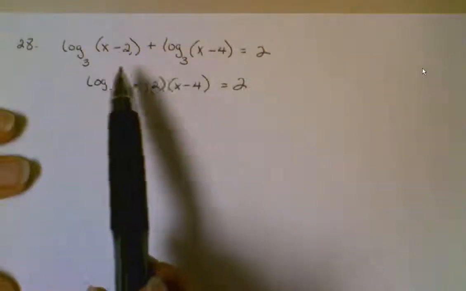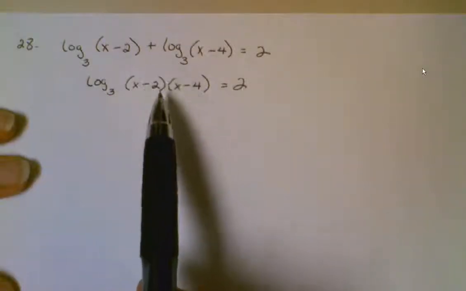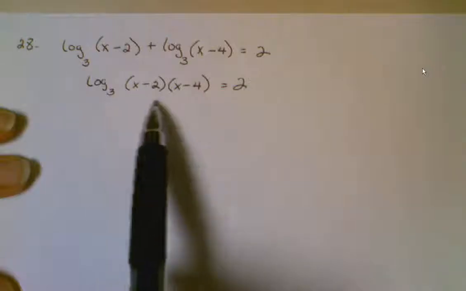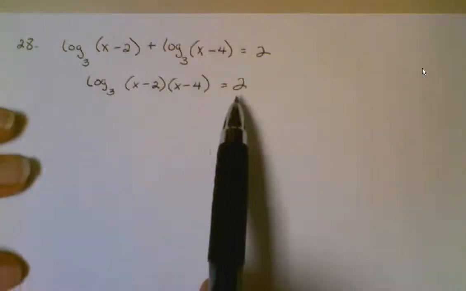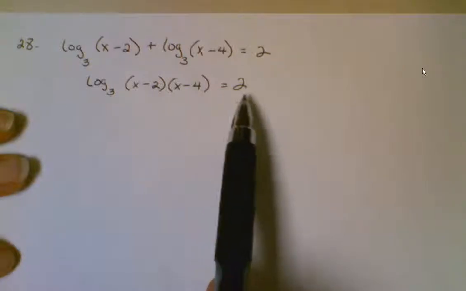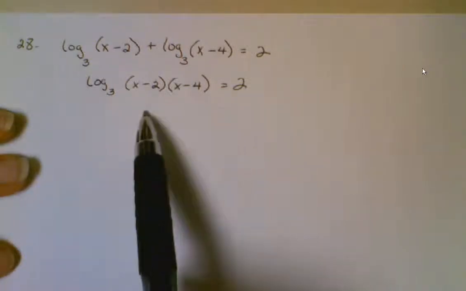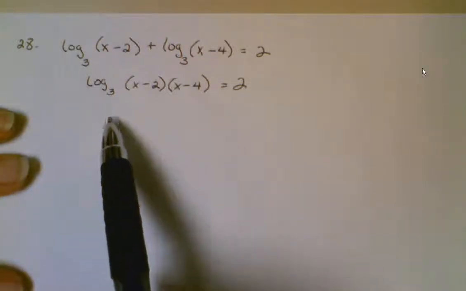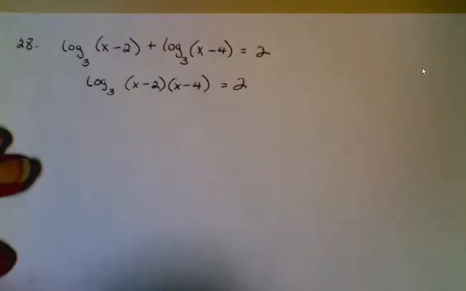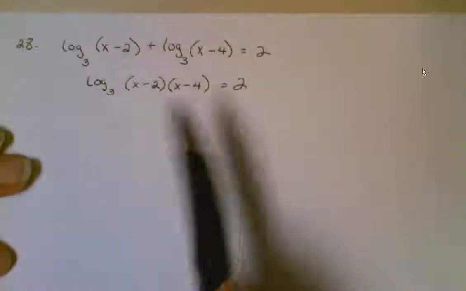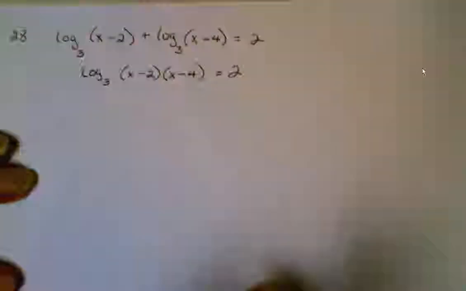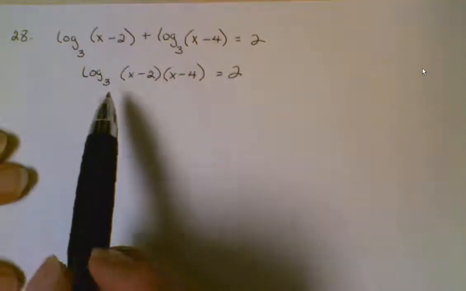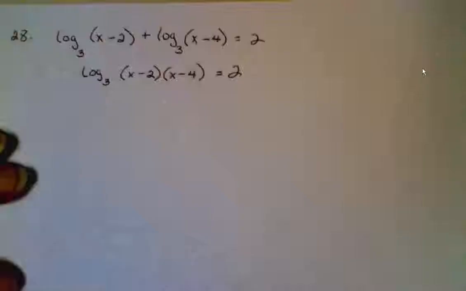The sum of 2 logs can be put back together as the log of a product. And if this right-hand side were log base 3 of 2, then I could just take the log base 3's off and set the arguments equal to each other. But it's not, it's just 2. Do you remember how to solve a logarithmic equation if you have log equals a constant?